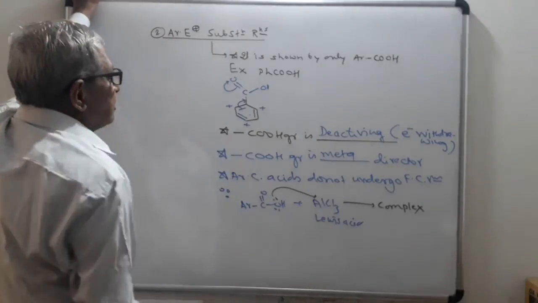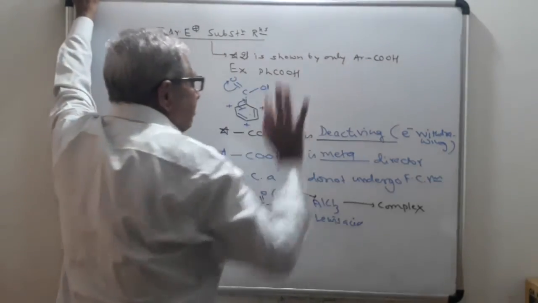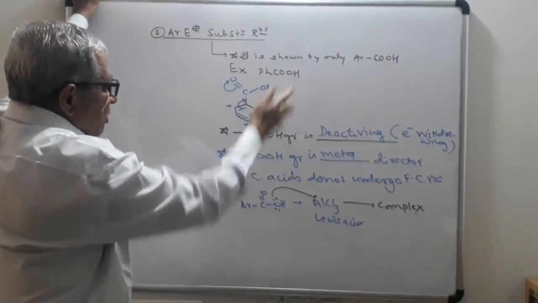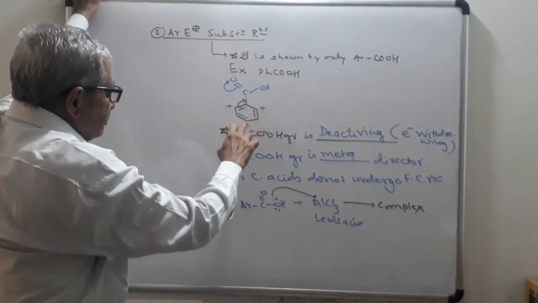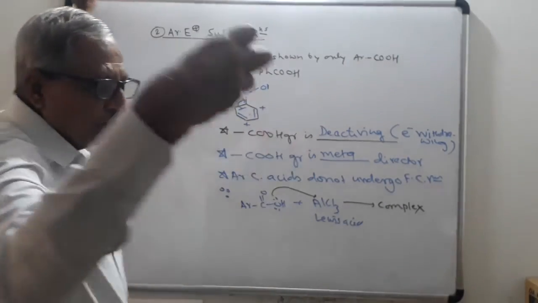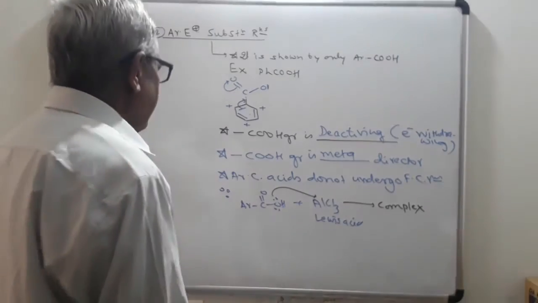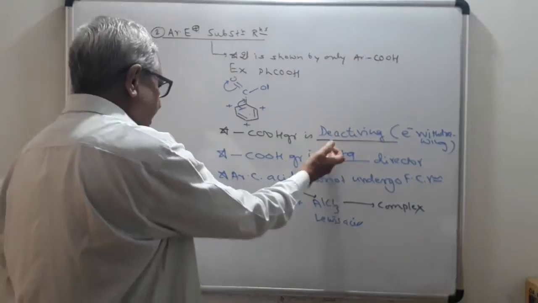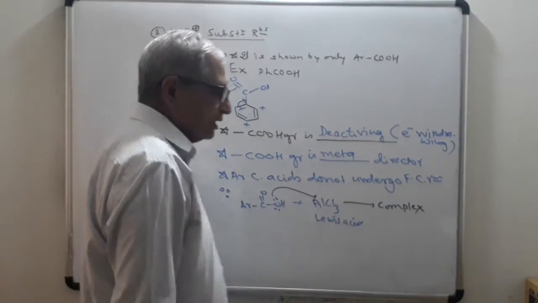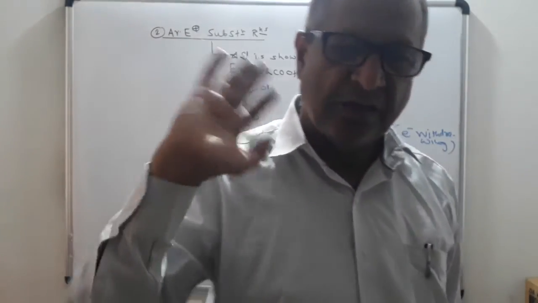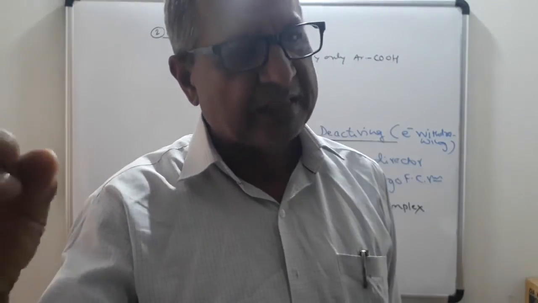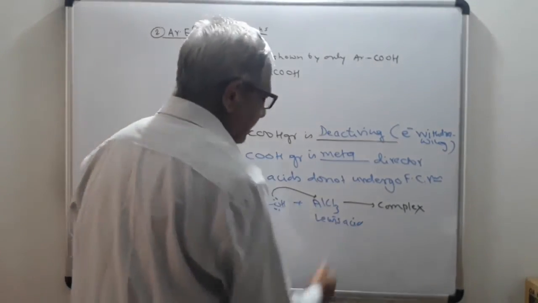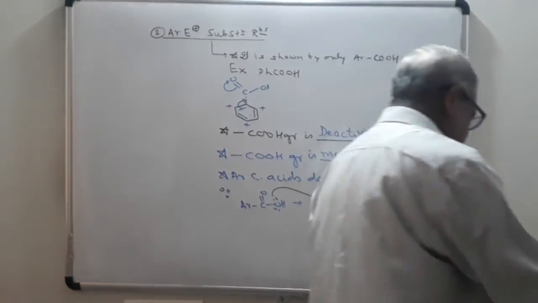Aromatic electrophilic substitution reactions are shown only by aromatic carboxylic acids. Example is benzoic acid, COOH. When you draw the resonance, you will find that there is a positive charge at ortho and para positions. The COOH group withdraws electrons from the aromatic nucleus. Therefore, we can say that the COOH group is a deactivating group. It is a meta director. Aromatic carboxylic acids such as benzoic acid do not undergo FC reactions. FC reactions are of two types, alkylation and acylation, because they form a complex with the Lewis acids.